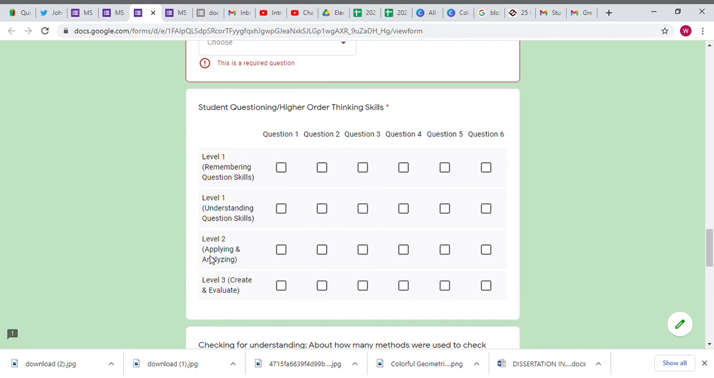compare this to what we've already learned. Exactly what would happen if this happened instead? What do you predict could happen based upon what in the test? Those are applying and analyzation.